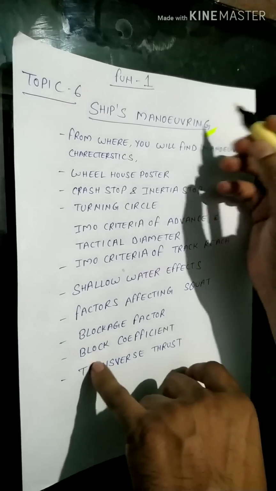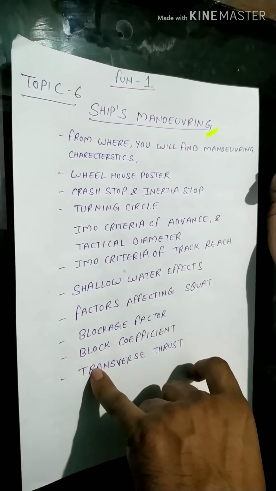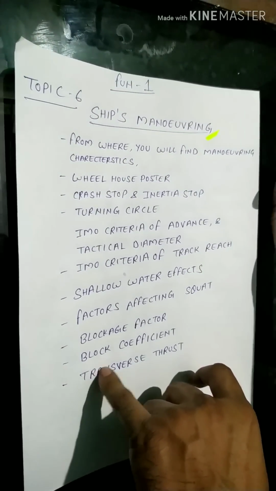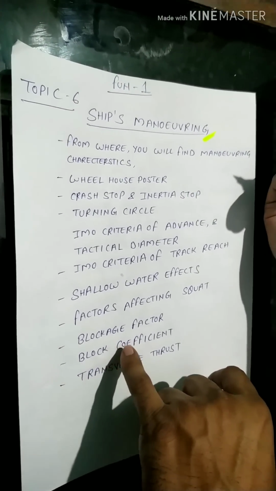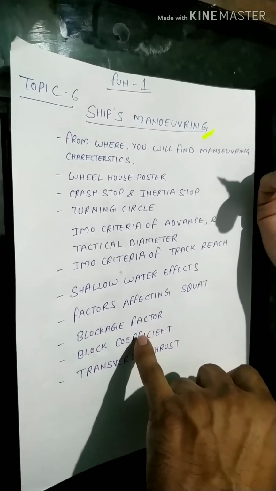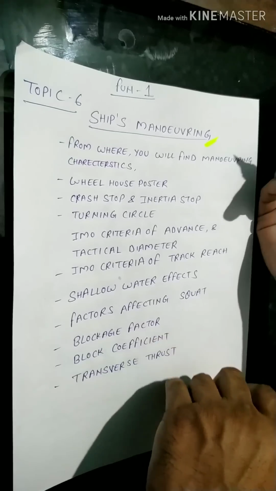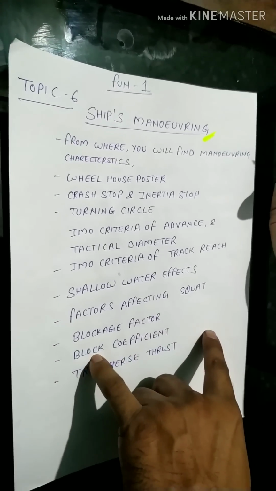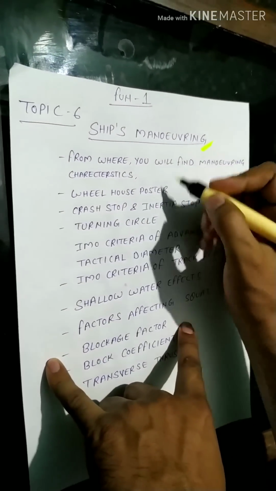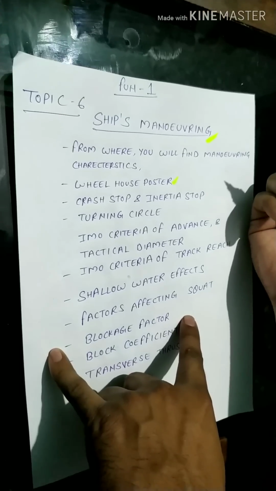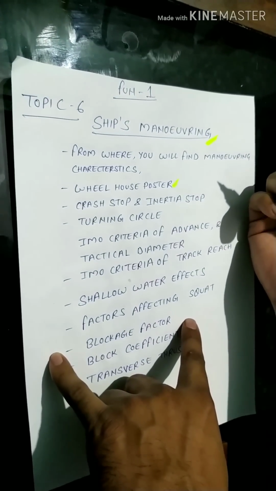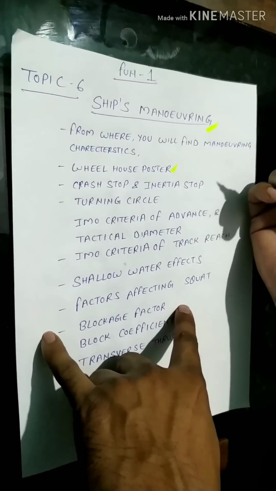Next topic is ship's maneuvering. In ship's maneuvering, they will ask from where you will get maneuvering characteristics, like the wheelhouse poster or maneuvering booklet. They will ask from where you will get the maneuvering characteristics, and they ask about the wheelhouse poster diagram, what all information you have in the wheelhouse poster.